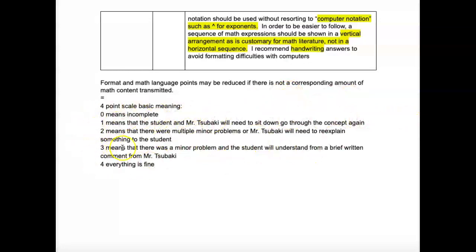Here is just something that I've already talked about to you, which is my 4-point scale, how that works. Okay, I think that's it. Yeah, that's the end.